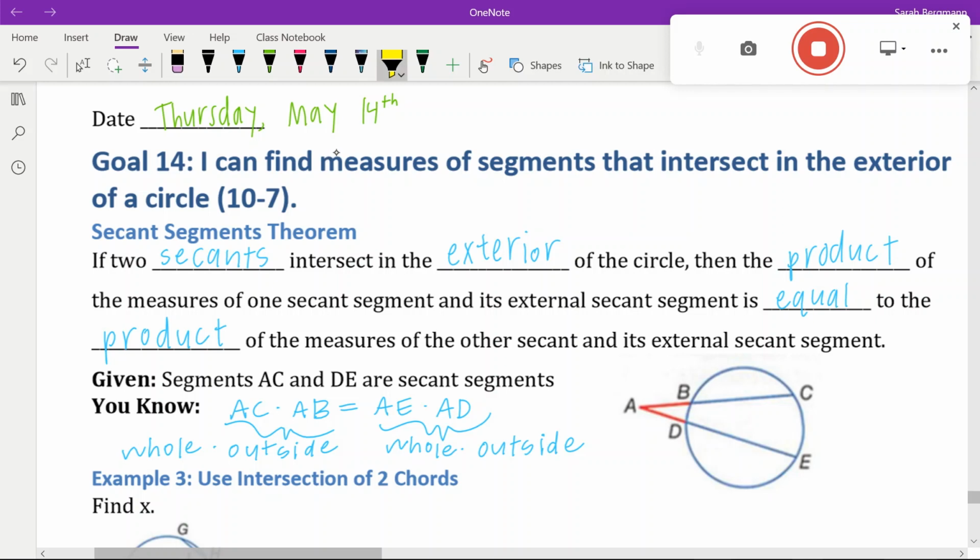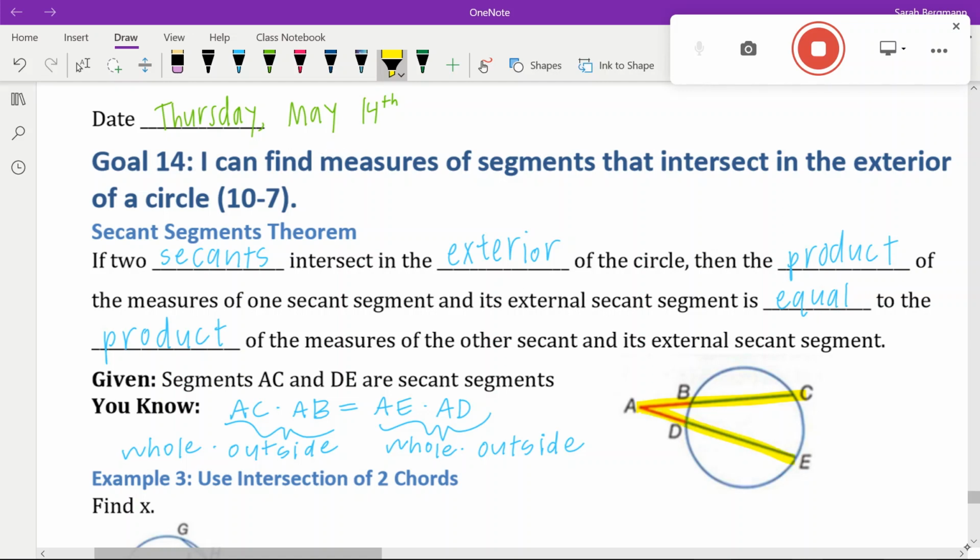For example, if you have this figure where you have two secants, remember a secant passes through a circle at 2 points. This first secant passes through the circle at point B and point C. The other secant, this one down here, passes through the circle at point D and point E. These two secants intersect at point A, and point A is outside the circle.